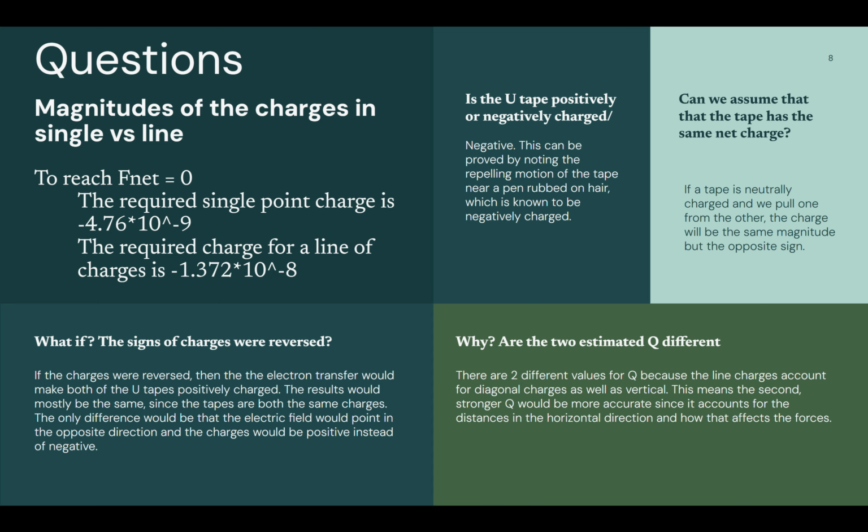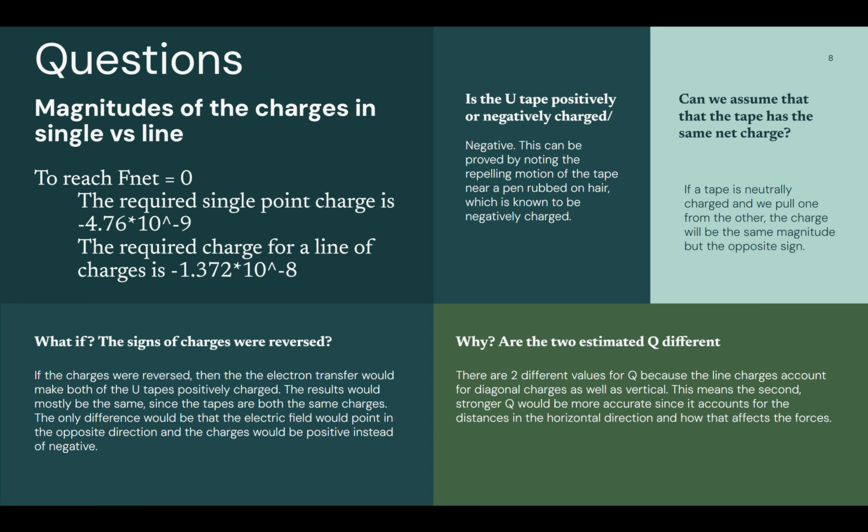Is the U-tape positively or negatively charged? Negative. This can be proved by noting the repelling motion of the tape near a pen rubbed on hair, which is known to be negatively charged. Can we assume that the tapes have the same net charge? If a tape is neutrally charged and we pull one from the other, the charge will be the same magnitude but the opposite sign.